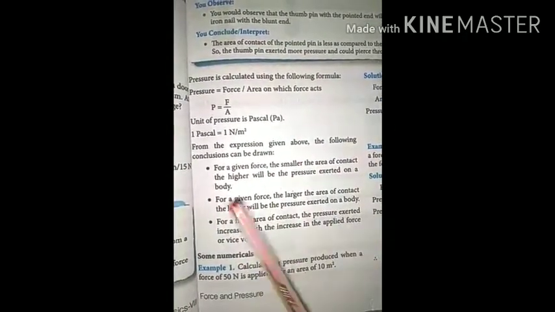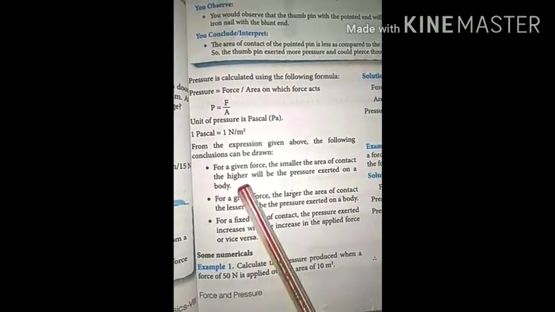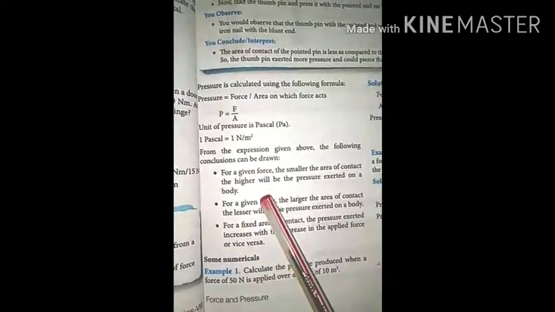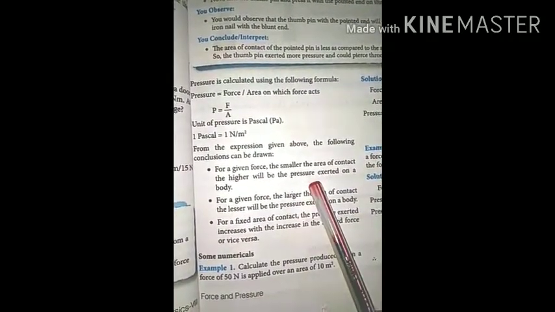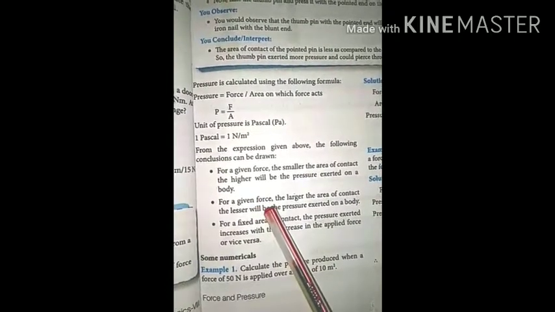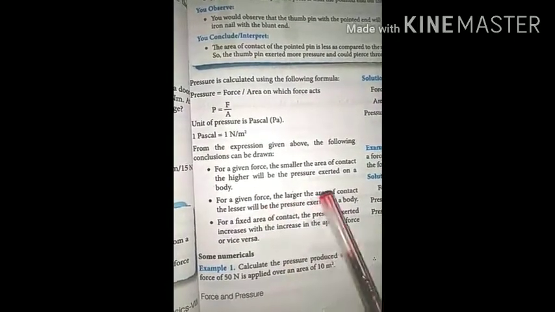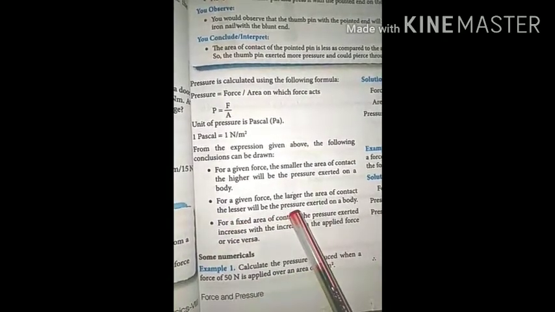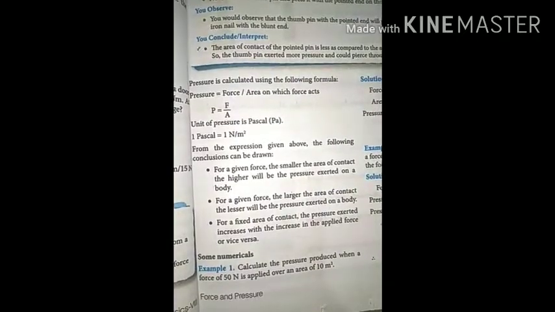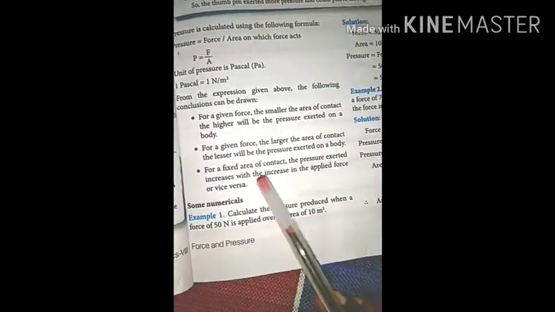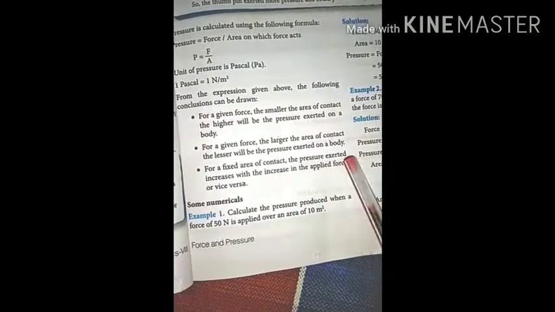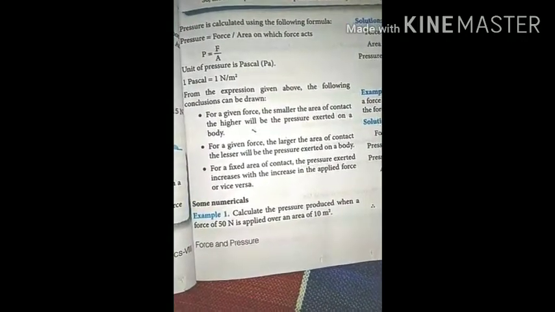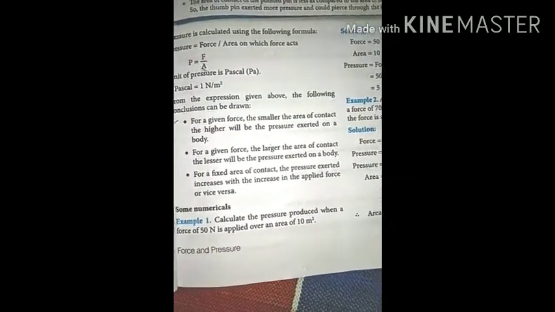From the expression above, the following conclusions can be drawn. For a given force, if the force is kept constant, the smaller the area of contact, the higher will be the pressure exerted on a body. For a given force, the larger the area of contact, the lesser will be the pressure exerted on a body. For a fixed area of contact, the pressure exerted increases with increase in the applied force or vice versa. These are very important points. You all have to remember these points.